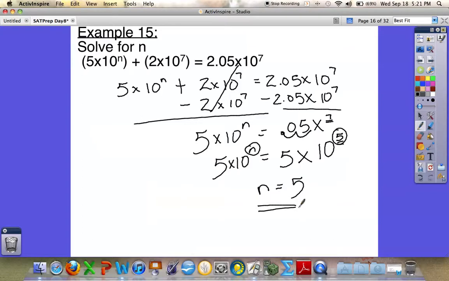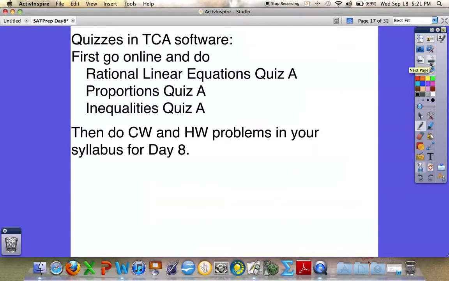All right, that's all I have to say today. You have 3 quizzes to do: rational linear equations, proportions, and inequalities. Remember to read your examples before you start your quizzes. Then I want you to remember to do your classwork and homework problems in your binder set for day 8. Those will be due next class.